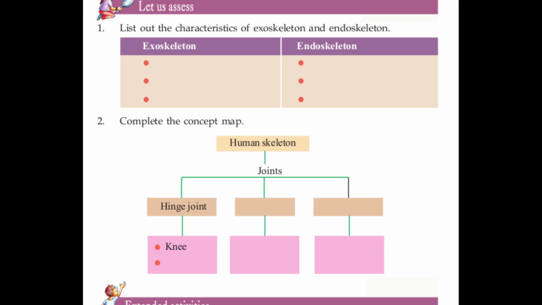The second concept map is very simple. You should write the names of joints and their examples. That's it. So it has 2 questions only. You do it.